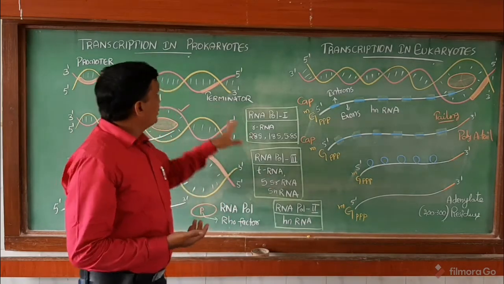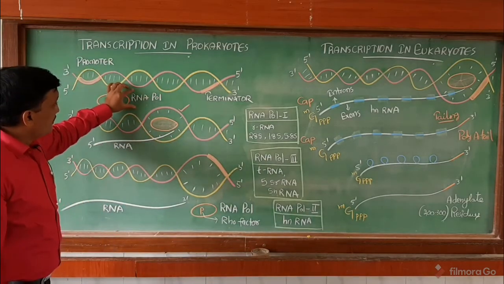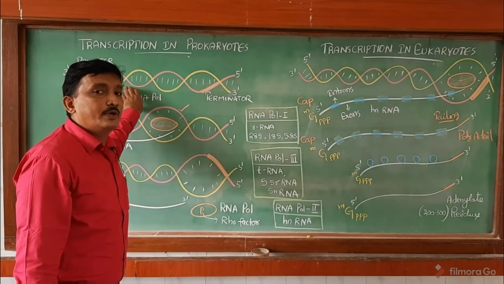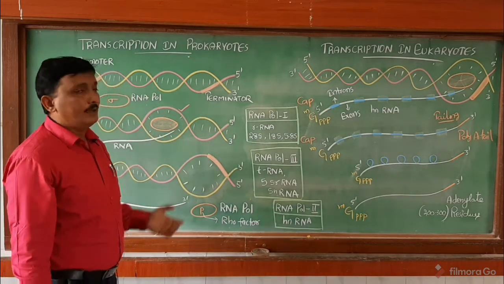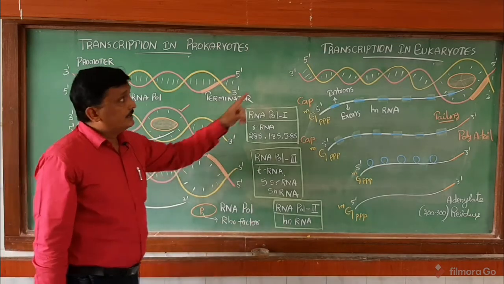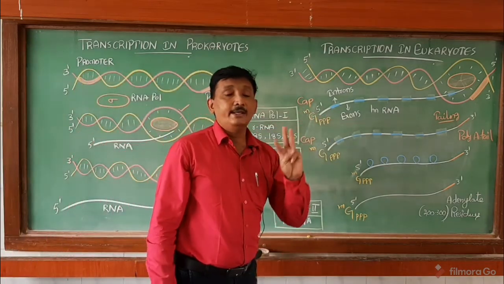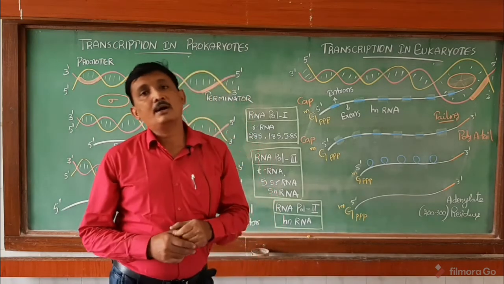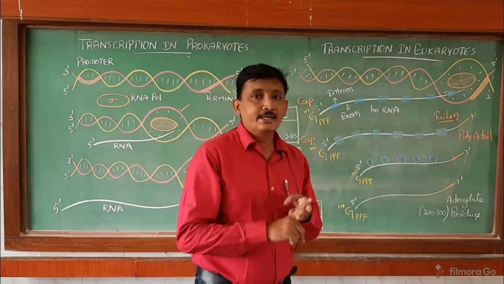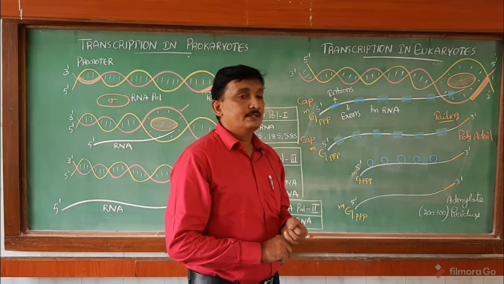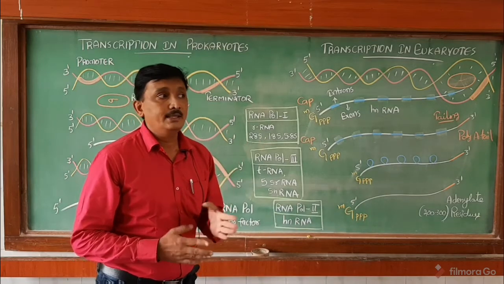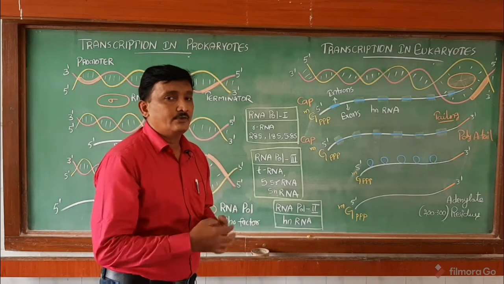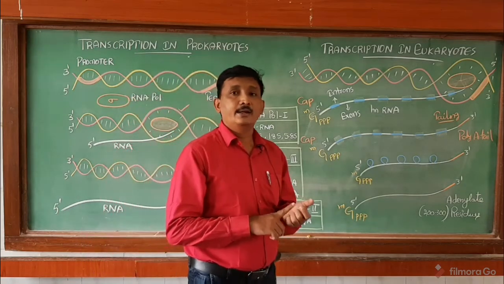Let us see. In prokaryotes, only one RNA polymerase enzyme is there, which facilitates the synthesis or production of RNA molecules, right? Whereas in eukaryotes, there are three types of RNA polymerases. What are the three types? Those are RNA polymerase 1, RNA polymerase 3 and RNA polymerase 2. These three types of RNA polymerases help in the transcription of different types of RNAs. We know that there are three types of RNAs: rRNA, tRNA and mRNA, right?